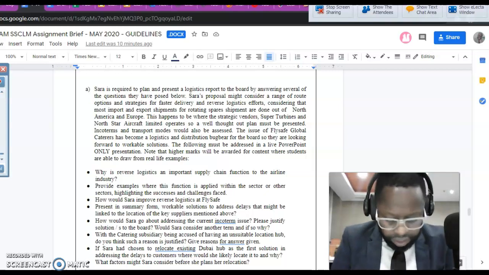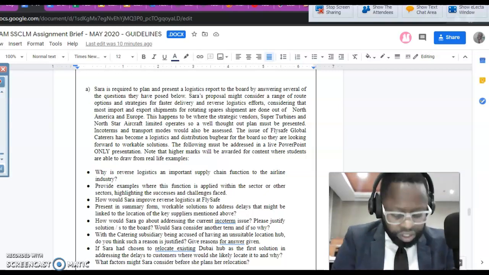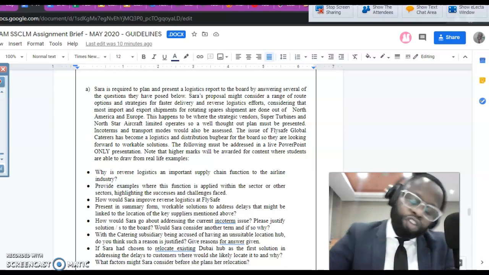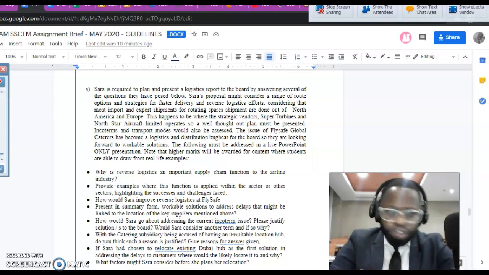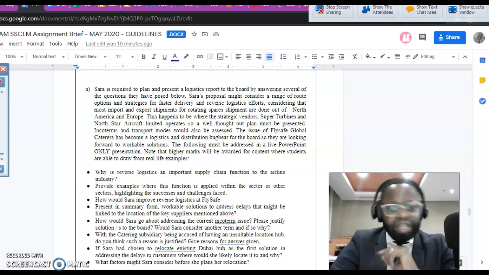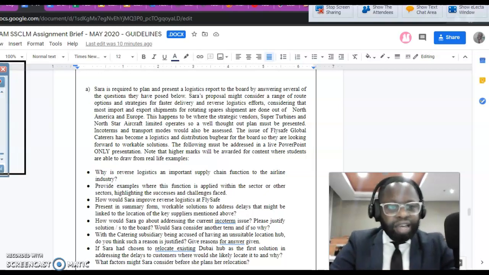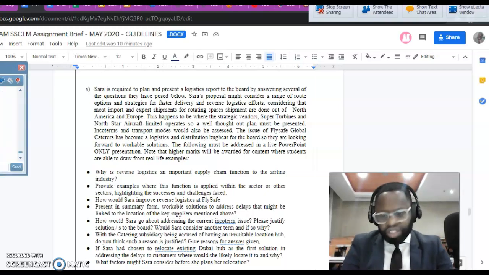So the first thing you do is give an overview of the case. That's what I want to see. I want an overview of the case. That's your first slide. In your second slide, you will talk about reverse logistics.